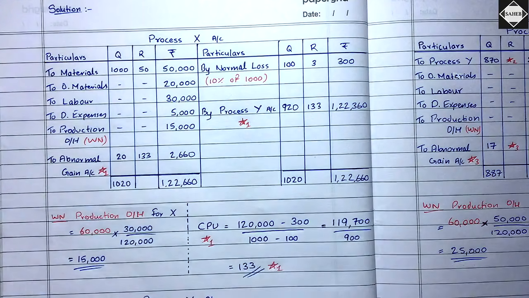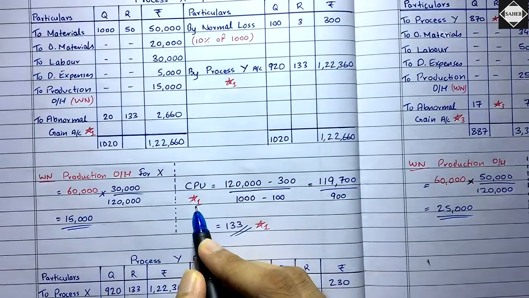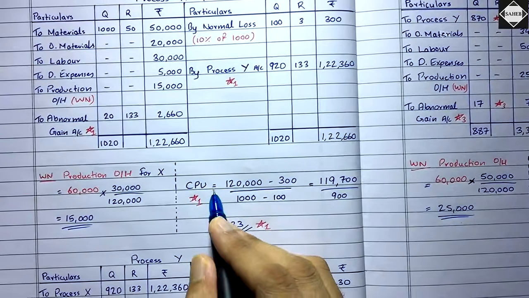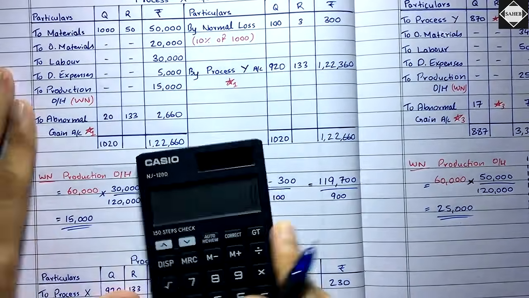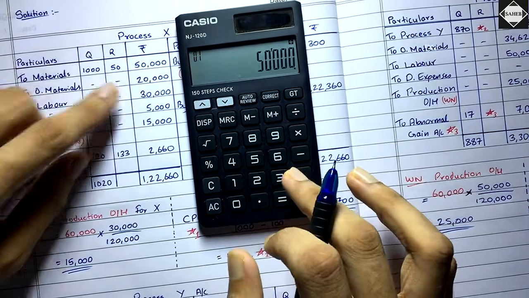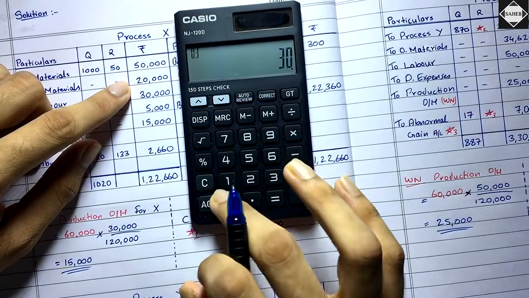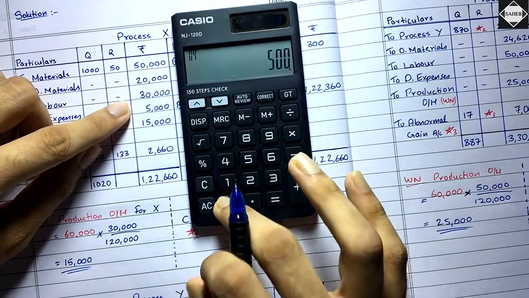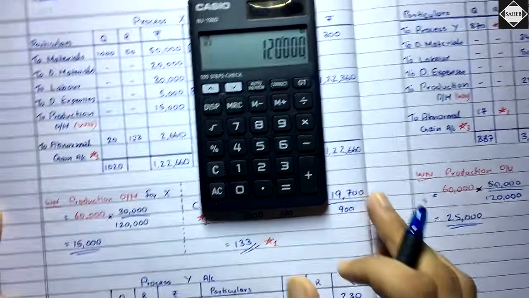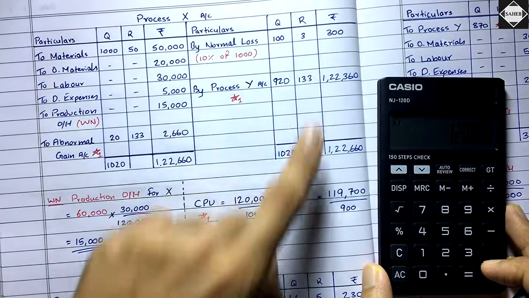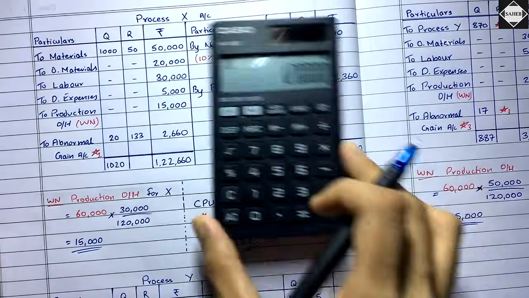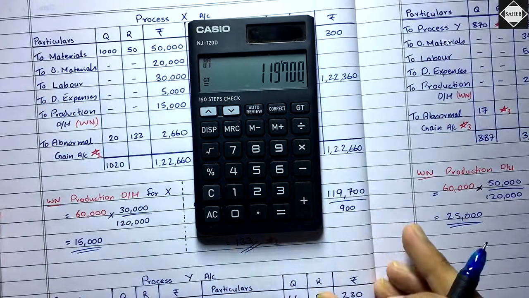See the calculation over here. CPU calculation, cost per unit calculation, we also call that star 1. CPU of process 1, star 1. So how are we going to do that? Let's add all the debit side: 50,000 plus 20,000 plus 30,000 plus 5,000 plus 15,000. That's equal to 1,20,000. So 1,20,000 minus the normal loss scrap value, minus 300, that's equal to 1,19,700.